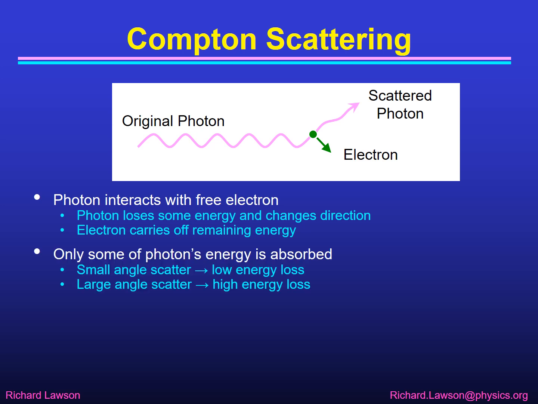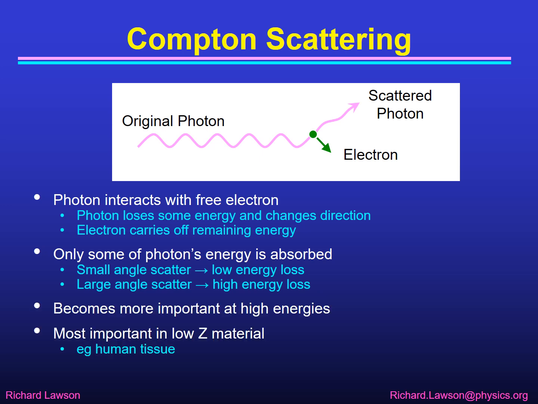So only some of the photon's energy is absorbed in this process, and if the scattering angle is fairly small, it will lead to a small amount of energy passed to the electron, and if the scattering angle is large, we end up with a high energy loss. Now this process becomes more important as the energy of the photon gets higher and higher, and it's also most important in low atomic number material, low Z, and human tissue has low atomic number, and so this is quite an important process in human tissues, particularly at higher energies.